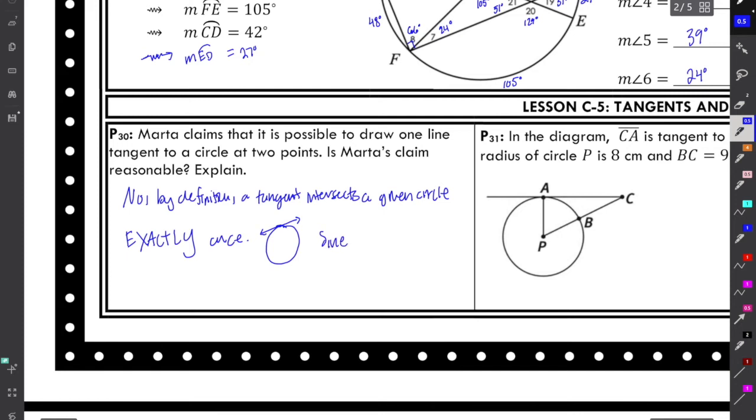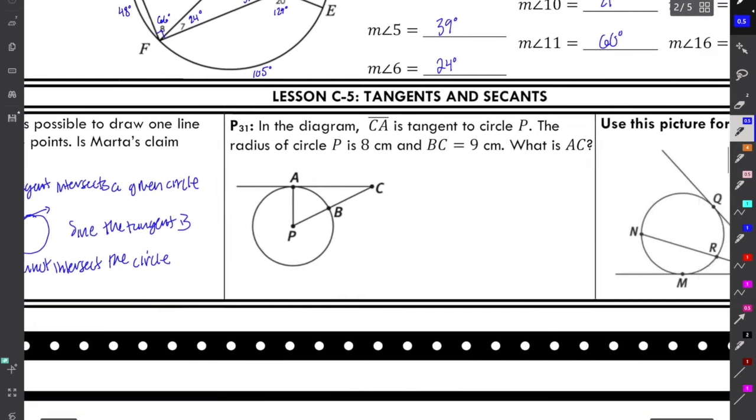Since the tangent is a straight line, it cannot intersect the circle another time. Okay, so that's my answer. Good for me. Number 31.